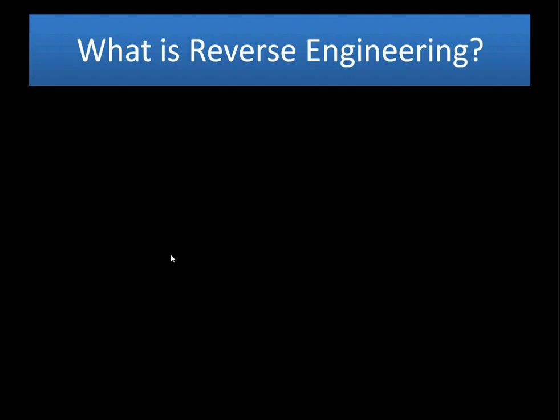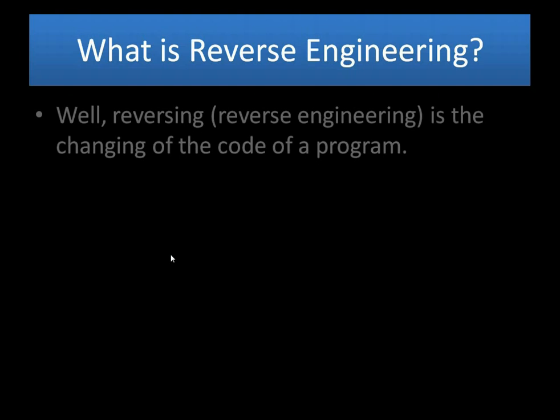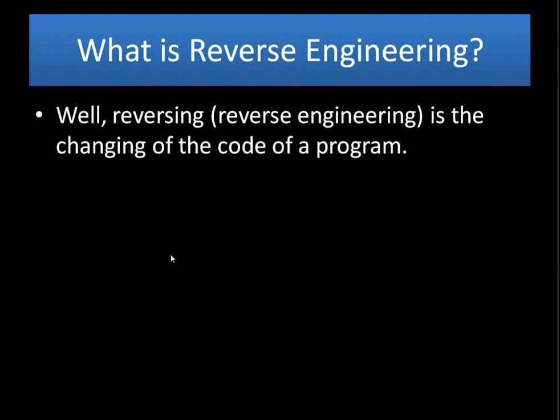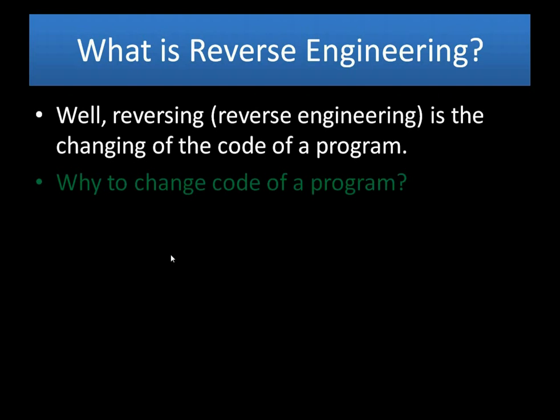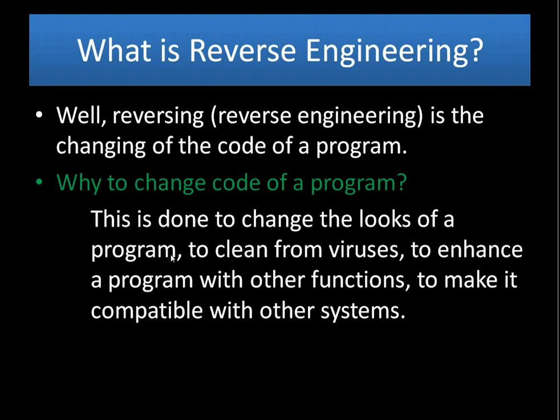The very first question that arises is, what is reverse engineering? Well, reversing, also called reverse engineering, is the changing of the code of a program. Now, why change the code of a program? This is done to change the looks of a program, to clean it from viruses, to enhance a program with other functions, and to make it compatible with other systems.